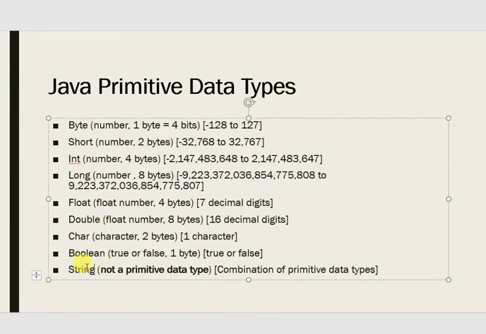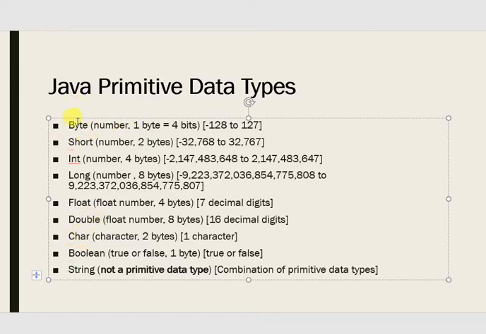Just note that at the bottom here I put String because I'd like to talk about it, but just know that it is not actually a primitive data type. It's a class that was created by Java to include combinations of primitive data types, including the integers, the doubles, and the chars.